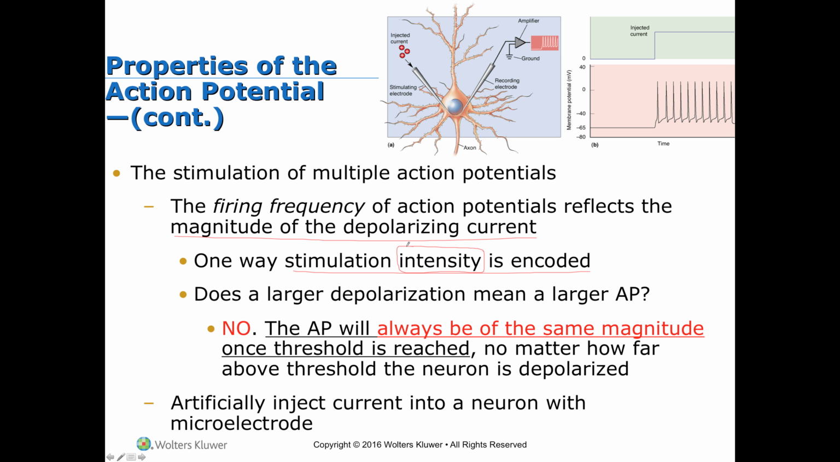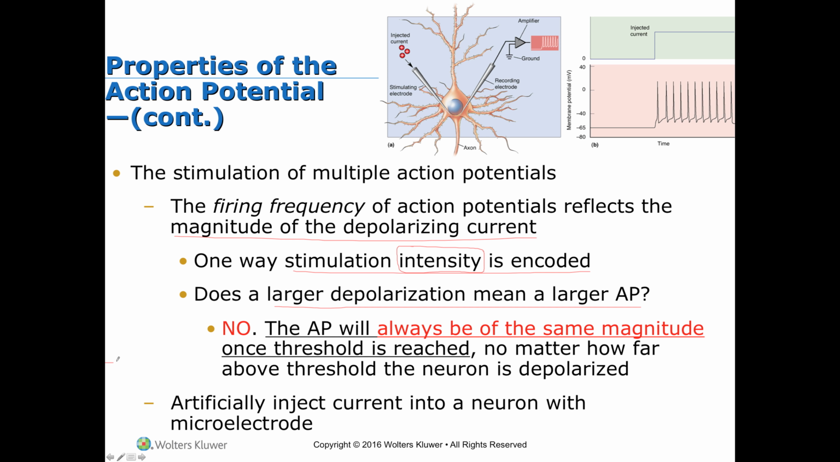that is a more intense stimulus, right? So the action potentials that carry that information to the brain are going to be more frequent. The action potentials aren't larger, they aren't stronger in and of themselves. The number of action potentials going to the brain will be different if you're punched versus if you're flicked. So a larger depolarization does not mean a larger action potential. The action potential will always be the same magnitude once the threshold is reached.